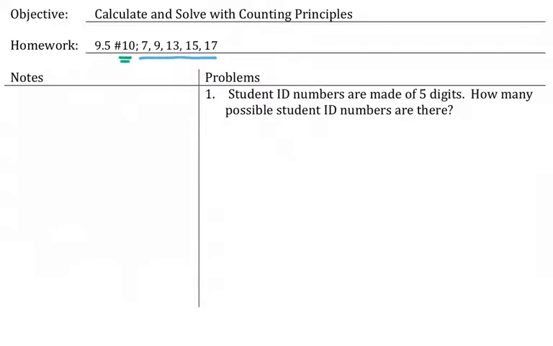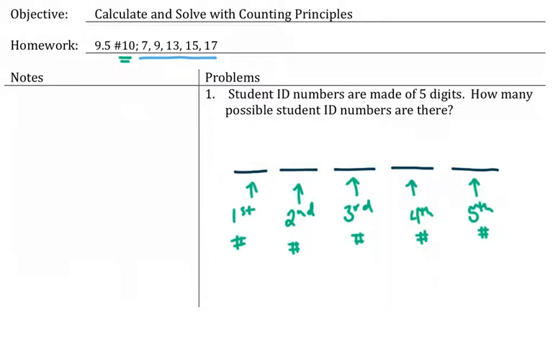Student ID numbers are made of 5 digits. How many possible student ID numbers are there? This is the idea with counting principles: we're trying to count how many of something there could possibly be. What I like to do with these types of problems is think about the different places. I'm reading this and there are 5 digits, so I'm going to go 1, 2, 3, 4, 5, and think about each of the 5 digits separately. That first place is the first digit, second digit, and so on.